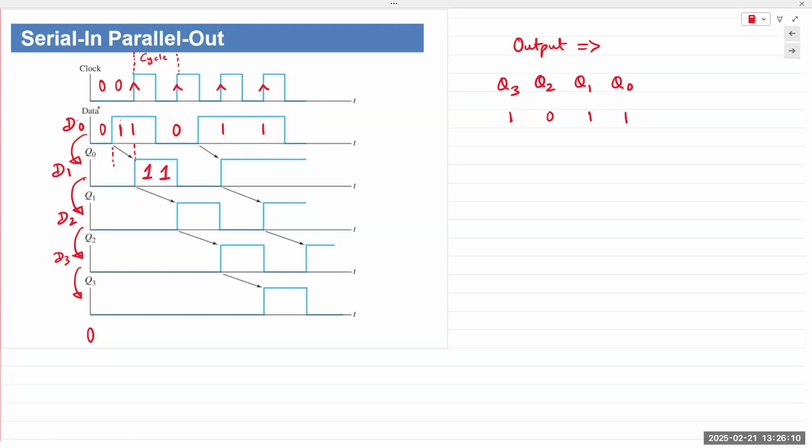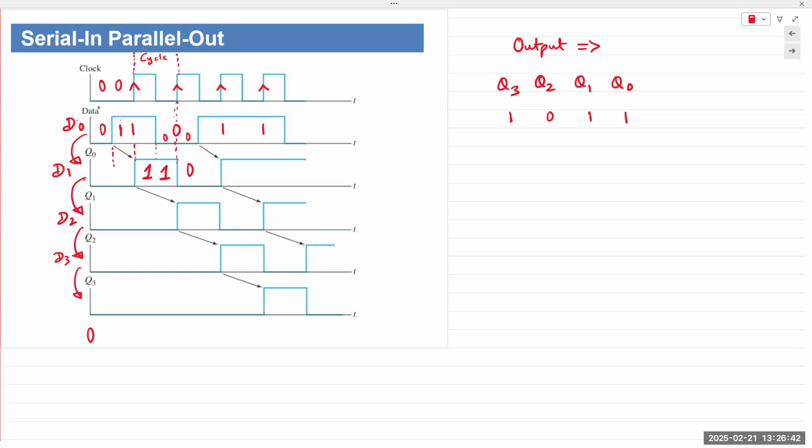Now the input has gone to 0. The input is 0 here and 0 here. The input is 0, but the output still stays at 1. Output does not change until the next positive edge arrives. When the next positive edge arrives, the input 0 is now sent to the output. So the output remains at 1, but then at this edge right here, output goes to 0. And then it stays at 0 until the next positive edge arrives.